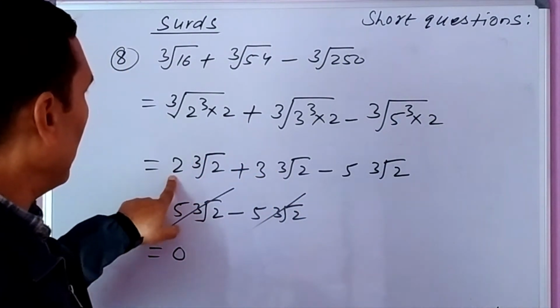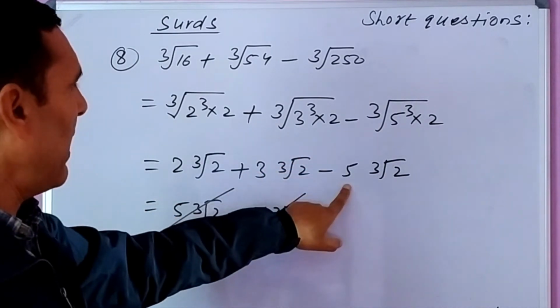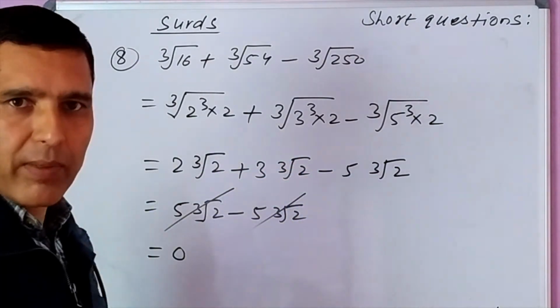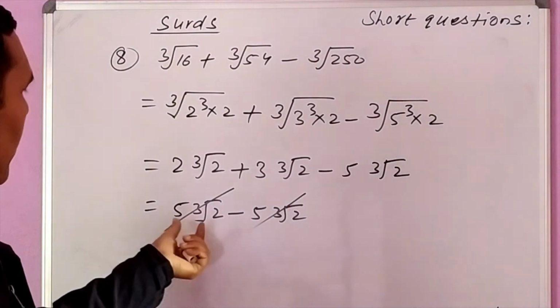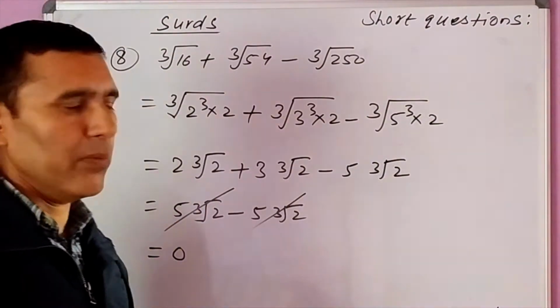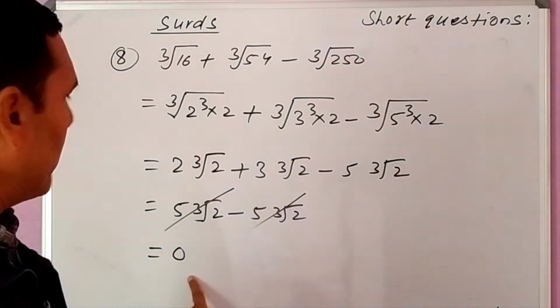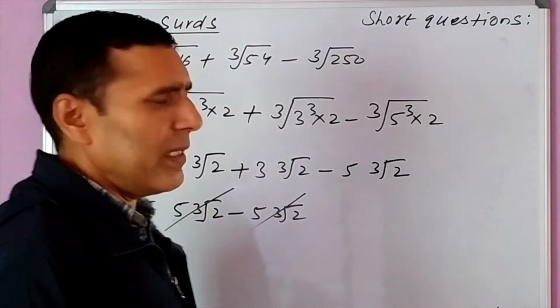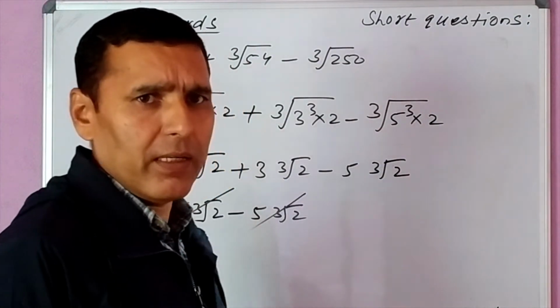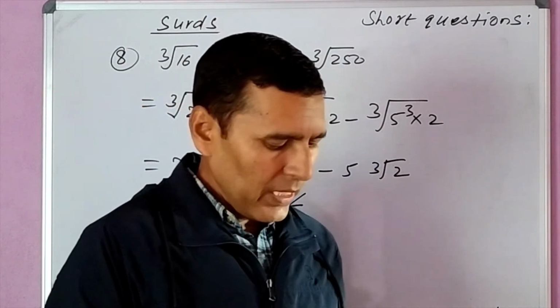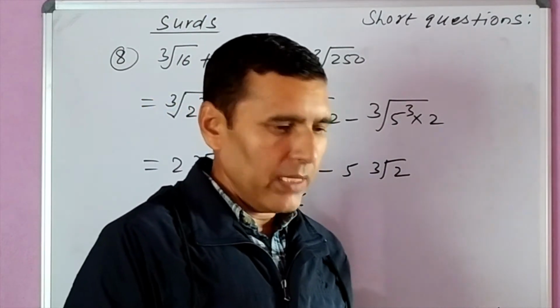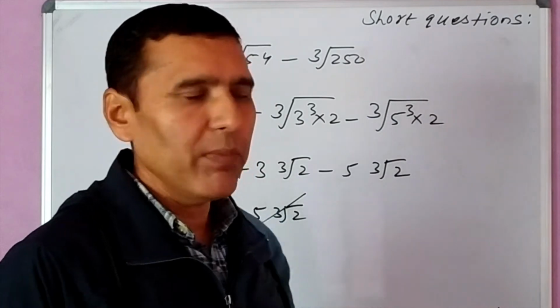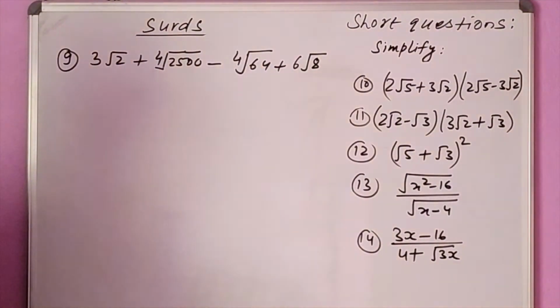So it is just like 2a plus 3a minus 5a in algebra. So finally what we get, 5 cube root of 2 minus 5 cube root of 2, both are cancelled, giving the answer 0. So in this way we simplified some very simple surds, just to build up the concept of addition, subtraction, multiplication and division if the surds have the same order. Number 9 is like this.